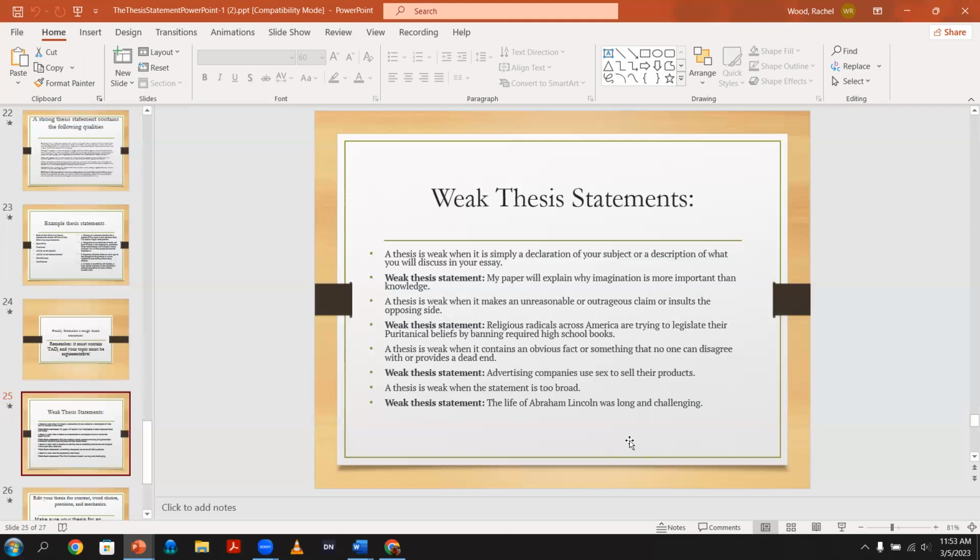Another one, the life of Abraham Lincoln was long and challenging. Okay, yeah. I would say his life wasn't long. I'd say his life was shortened, but it also doesn't have enough information in there to be defensible, debatable, precise. It doesn't have enough forcefulness. It's weak. So you want to make sure your thesis statement does not look like this. These are examples of what not to do.